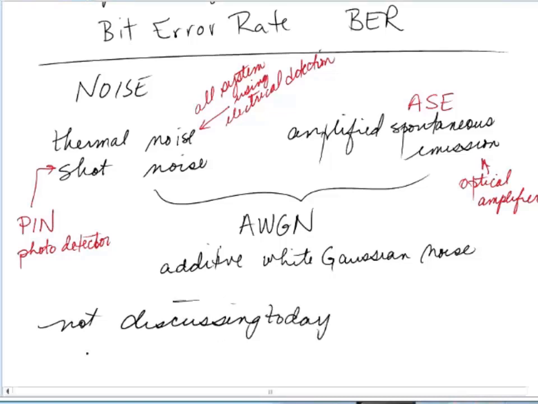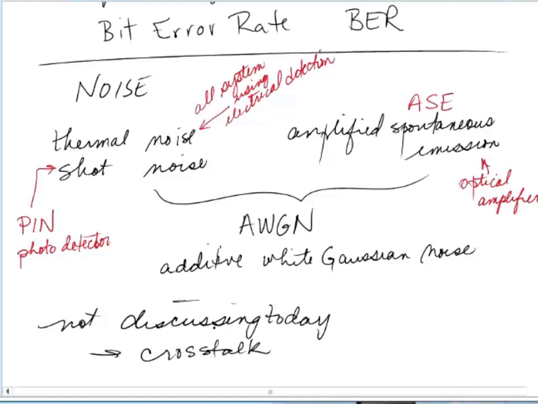So not up for discussion today would be crosstalk, which is interference across channels. For sure we'll be talking about filtering effects, and the reason that we have filtering effects is trying to avoid crosstalk. So although we won't be characterizing it, we will be discussing issues related to crosstalk.